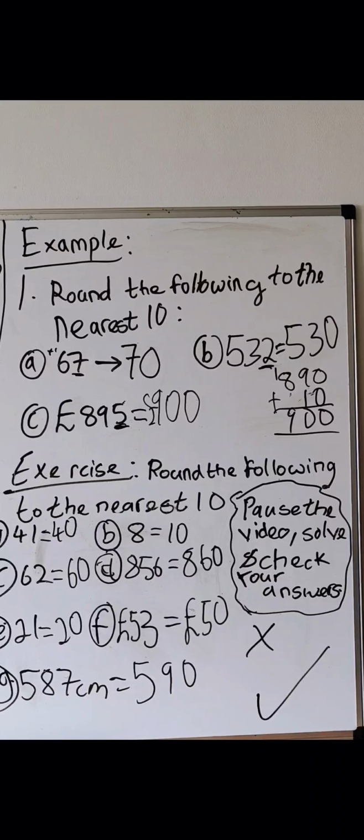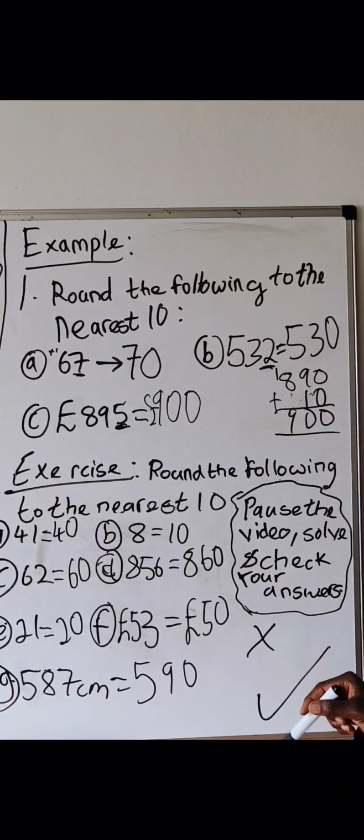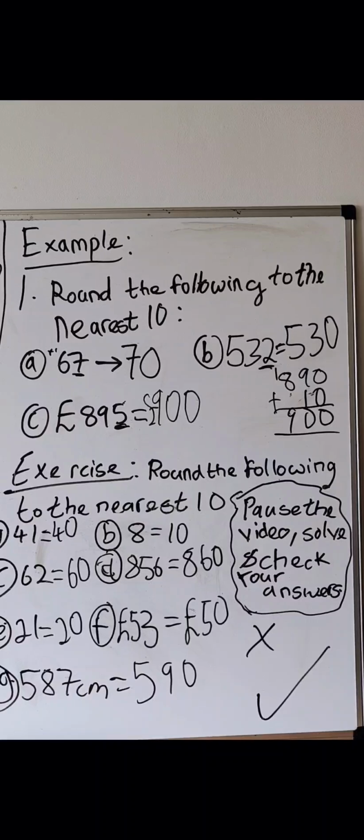So for every answer you got right, give yourself a tick, and for any answer you got wrong, give yourself this. Let's move on to rounding to the nearest 100.